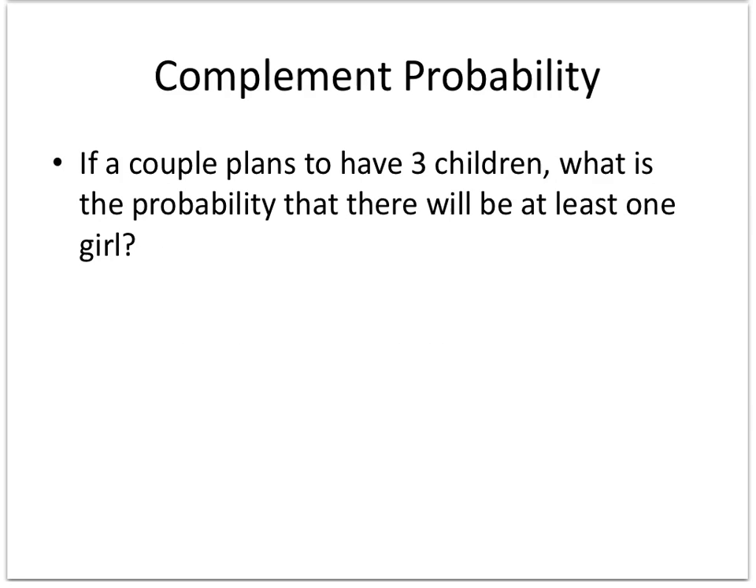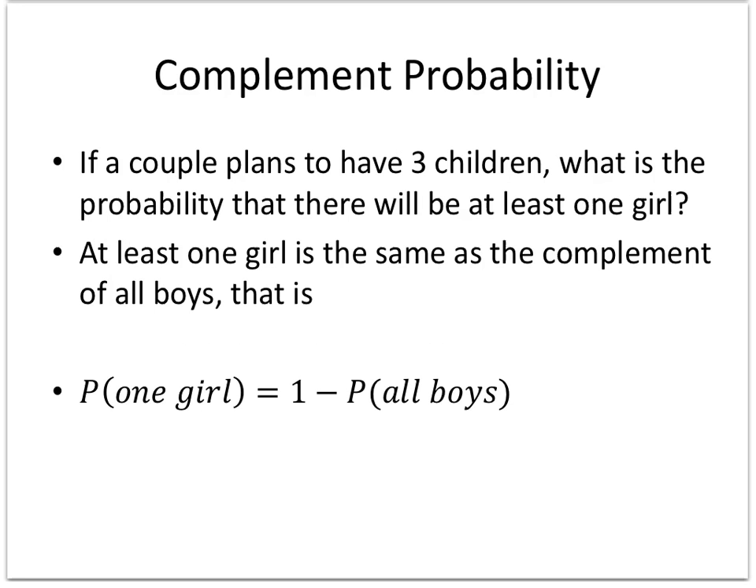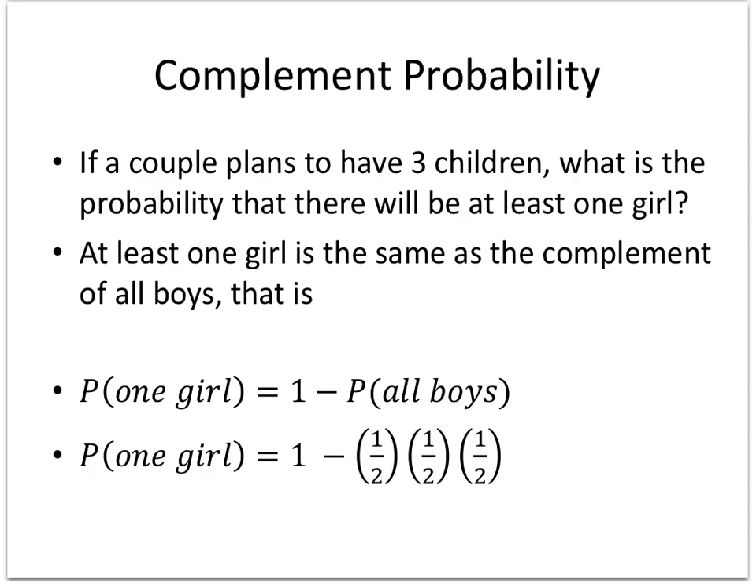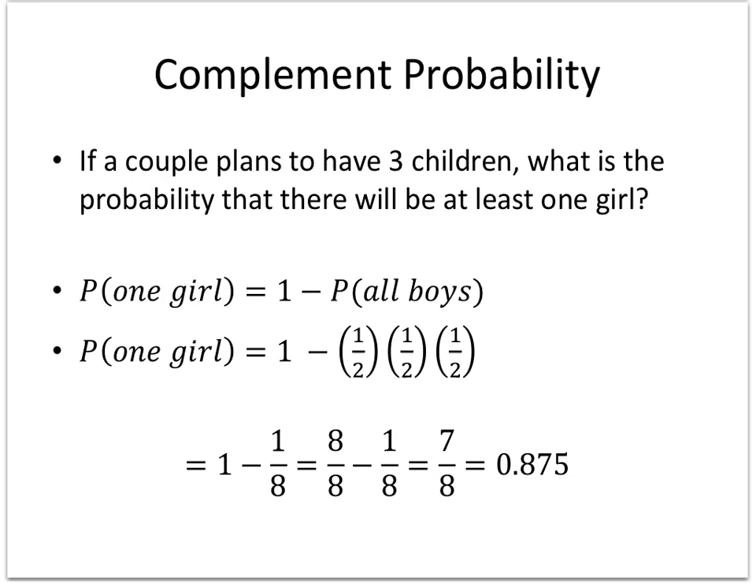If a couple plans to have 3 children, what is the probability that there will be at least one girl? Use the complement to work problems like this, because at least one girl is the complement of all boys. So the probability of at least one girl equals 1 minus the probability they had all boys. What's the probability of having a boy? 1/2. The second one, 1/2. The third one, 1/2. And then take 1 minus 1/2 times 1/2 times 1/2, which is 1/8, and get my probability.